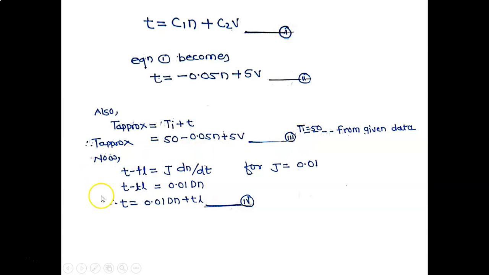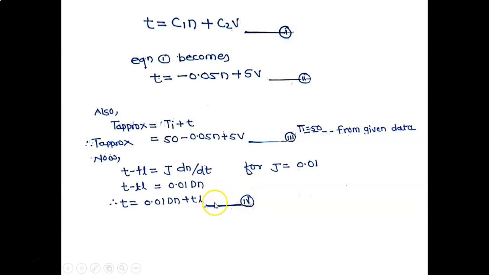Now, they have given us this equation in the problem: T minus TL is equal to J into dN by dt. What is the value of J? They have given 0.01. Therefore, T minus TL is equal to 0.01 D N, where D by dt means capital D and N here. Therefore, small t is equal to 0.01 dN plus TL. This TL we have taken on this side. Now, this is equation 4.